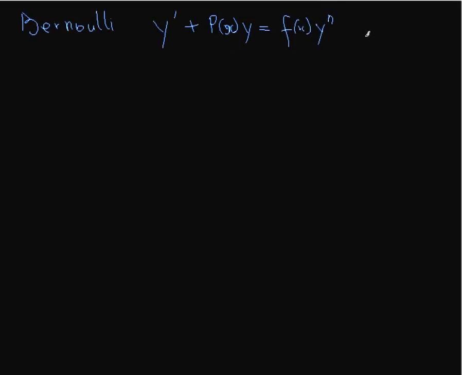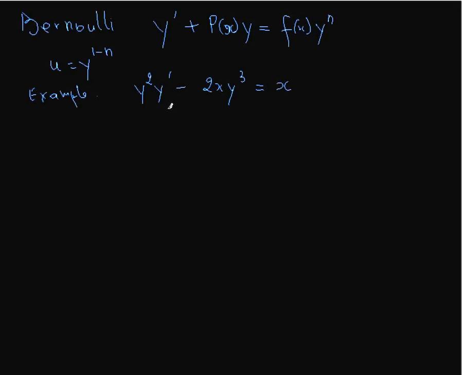Here n can be any real number. And to solve a Bernoulli equation, you just need to do a substitution u equals y to the power 1 minus n. Now, sometimes you don't see the form. You need to do some work to see that it's a Bernoulli equation. Now, I'll just give an example. Let's say we have y squared y prime minus 2x y cubed equals x.